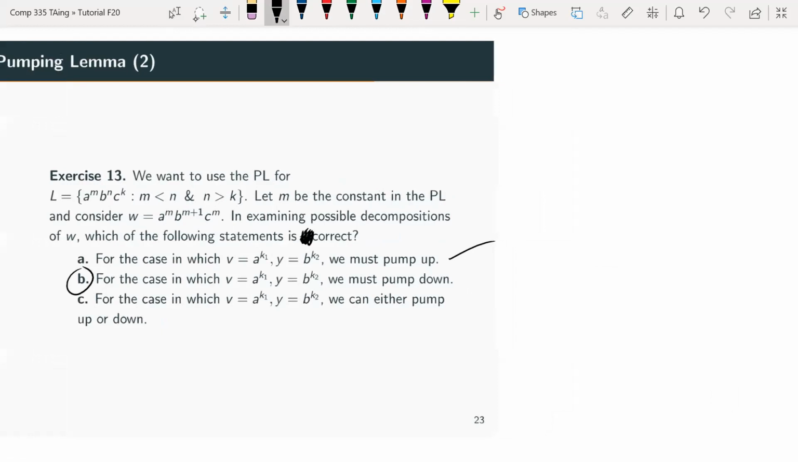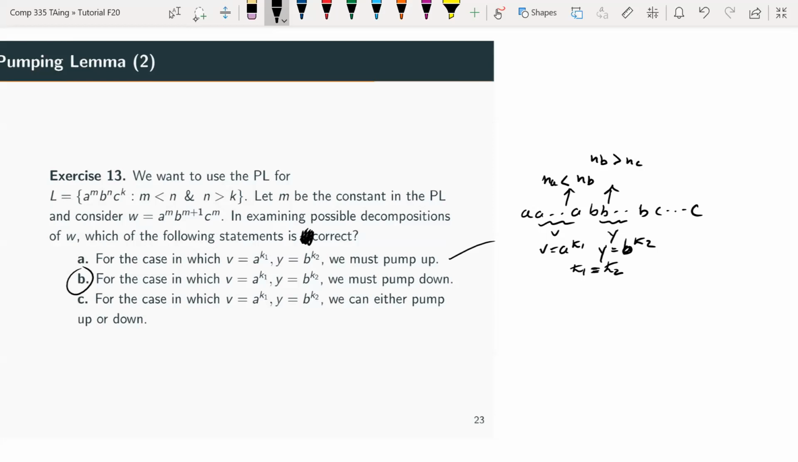A doesn't work because, if you have a bunch of A's, a bunch of B's, a bunch of C's, and you have your V and your Y here, okay? If you pump up, so if you say V is A^K1 and Y is B^K2, no matter how you pump up, you're not for sure certain that K1 is different from K2. Your opponent could say, I'm going to say K1 is equal to K2. Then if you pump up these two, the number of A's is still going to be strictly less than the number of B's, and the number of B's is still going to be strictly greater than the number of C's. So that's not going to lead to a contradiction. So that's why A is wrong.